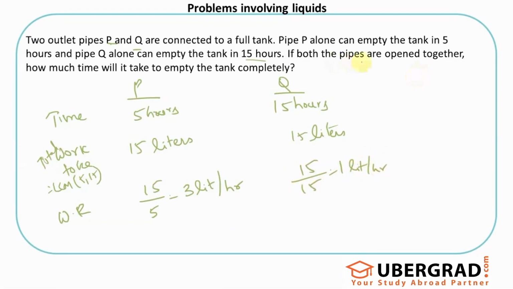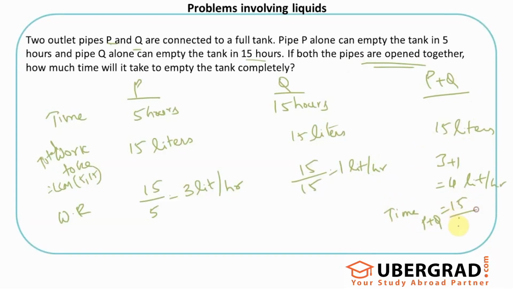If both of them are open together, that is both of them are working together, how long will they take? So I know they still are supposed to empty the same 15 liters. That's the tank capacity, the work to be done. If they both work together, they will be emptying 4 liters every hour. So the time taken would be 15 liters at the rate of 4 liters per hour. So that will be approximately 3.75. 3.75 hours would be the answer. Right? We have done the same way. There is no difference. People doing a piece of work or some pipes filling a tank or emptying a tank.